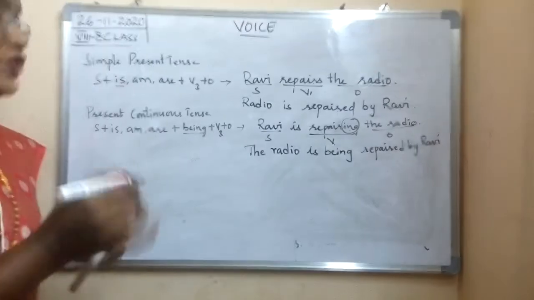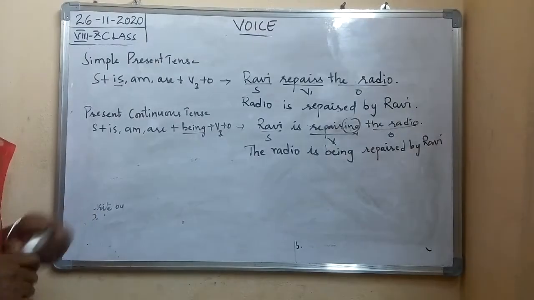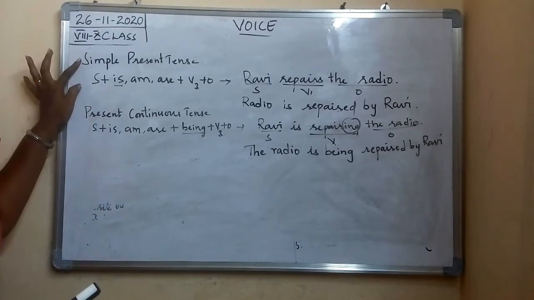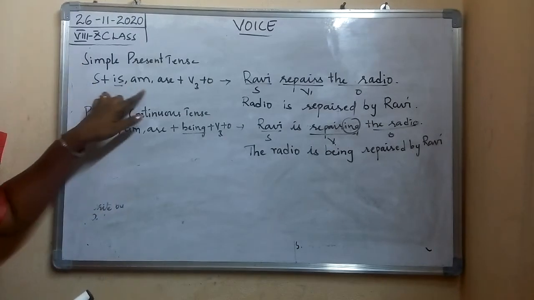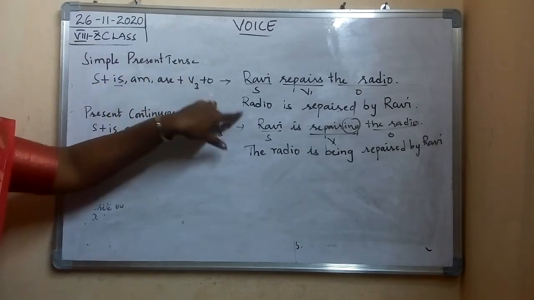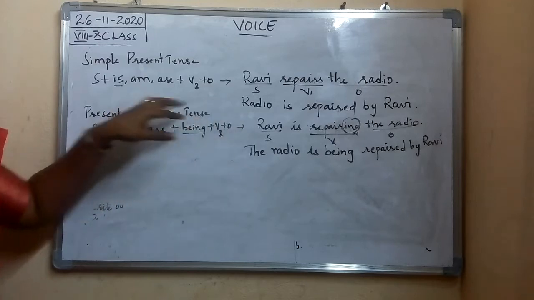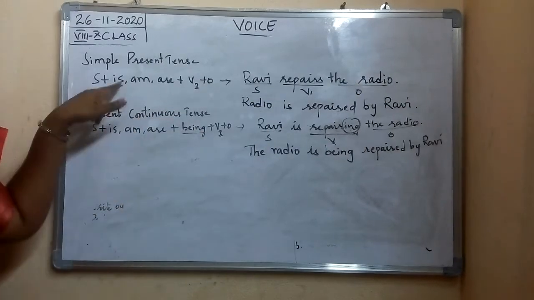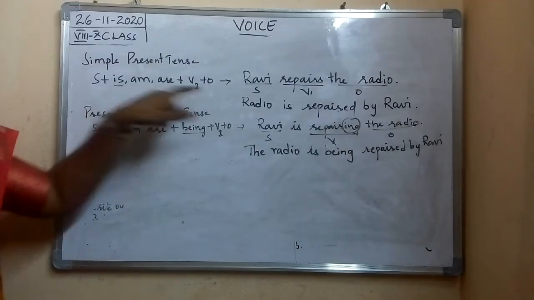In this way, you have to change the active voice into passive voice. For that, you need to know the structure. Now, see here, simple present tense structure is what? Subject plus is, am, are plus V3 plus object. Okay. So, according to the structure, we have to write the sentence. Now, if it is plural, you can use are. If it is I, you can use am. But as it is singular, I have used is here.